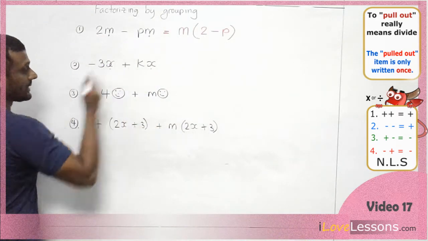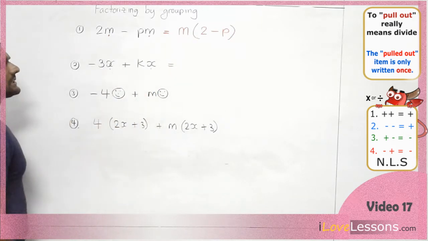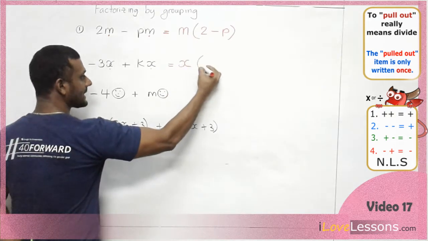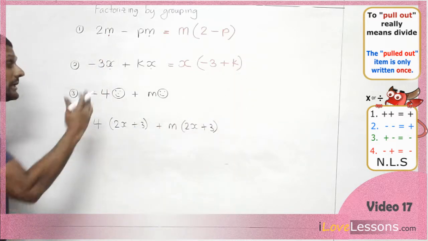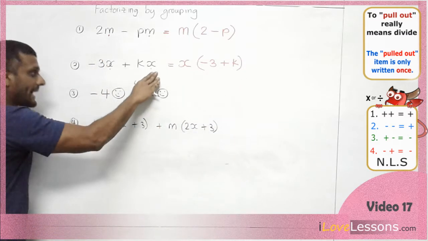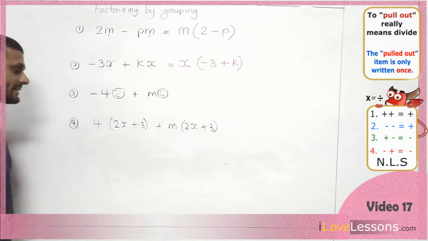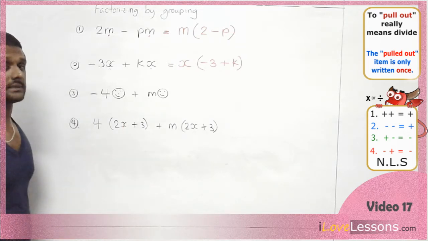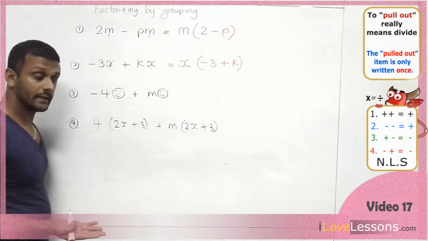A question like this may not come in an exam. What's the same between these two items? x. So immediately, you can just pull out the x and you'll be left with minus 3 plus k. The reason you pulled out the x is because the x and the x are the same in both items. Question 3. Yes, you're seeing correctly, it's a smiley face. What's the most obvious thing to pull out here? Won't it be the smiley face? The smiley face and the smiley face are the same.